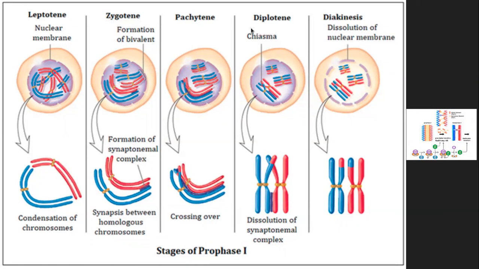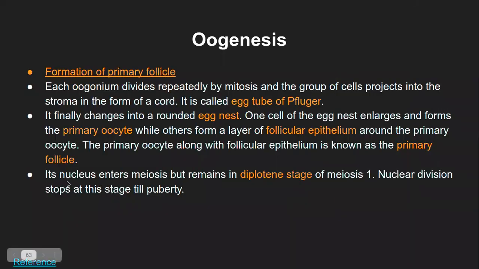Yes, that is the diplotene stage, where it shows this chiasma structure, and where the homologous pairs of chromosomes have just crossed with each other, and they stay in this stage. They do not go for separation. Okay, so that is the meaning of this statement: its nucleus, that is the nucleus of the primary oocyte, enters meiosis but remains in the diplotene stage of meiosis 1. Nuclear division stops at this stage till puberty.